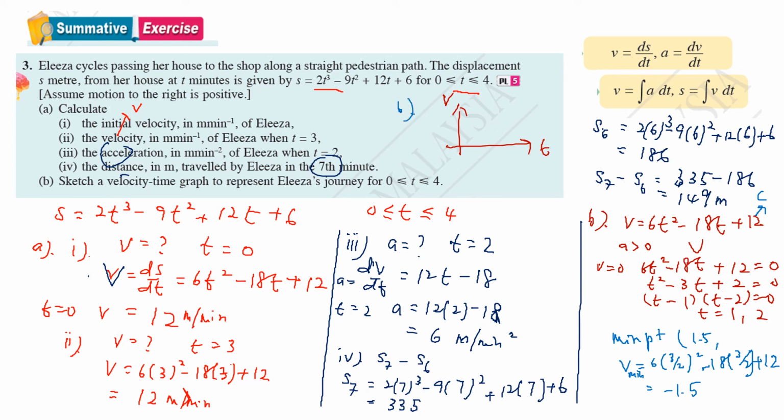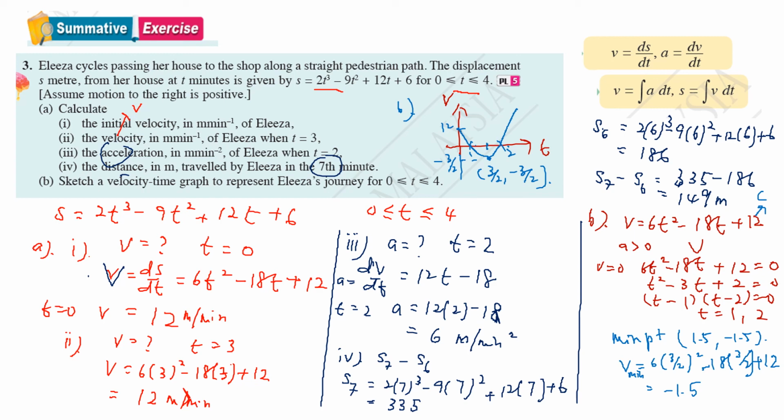We know the roots are 1 and 2, so we sketch the graph first. This is 12, this is 1, this is 2, and the minimum point is at 3 over 2 and negative 3 over 2, which is negative 1.5. But the domain given is 0 to 4.